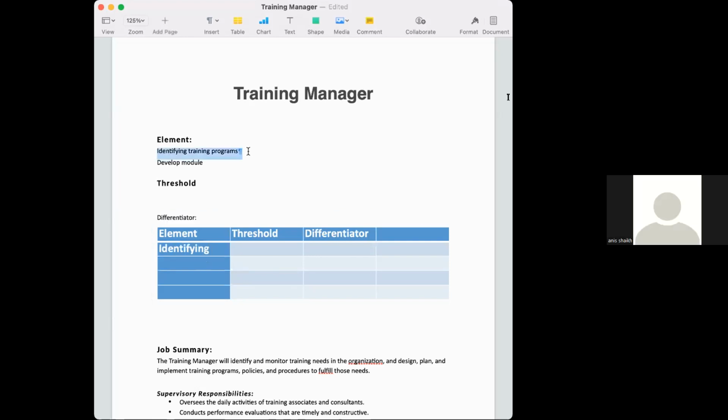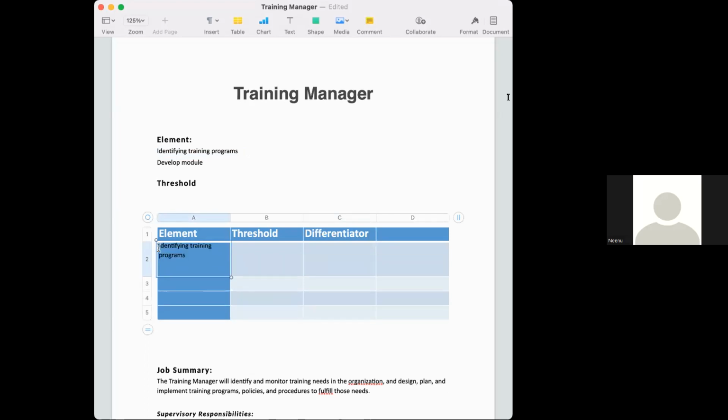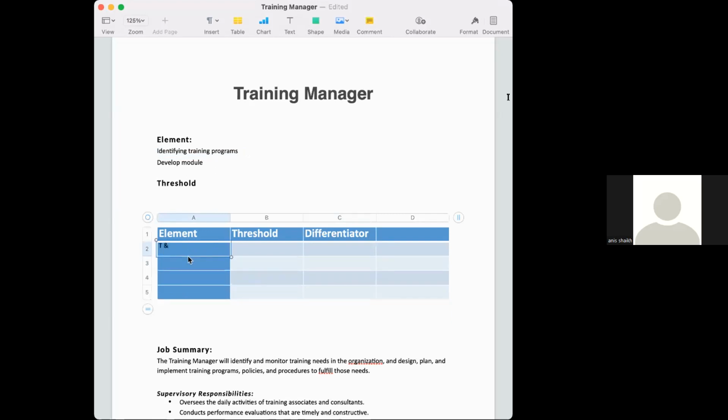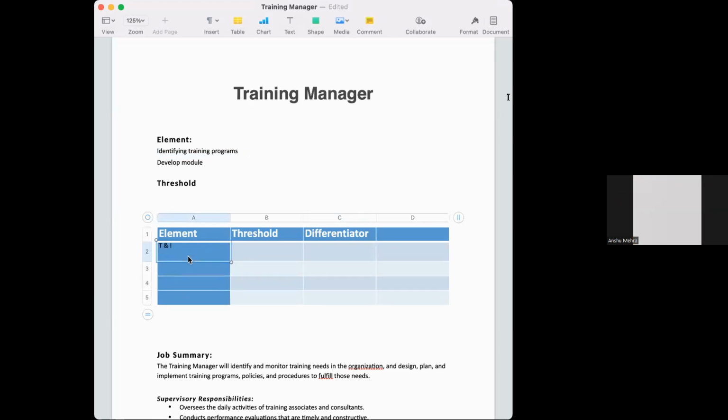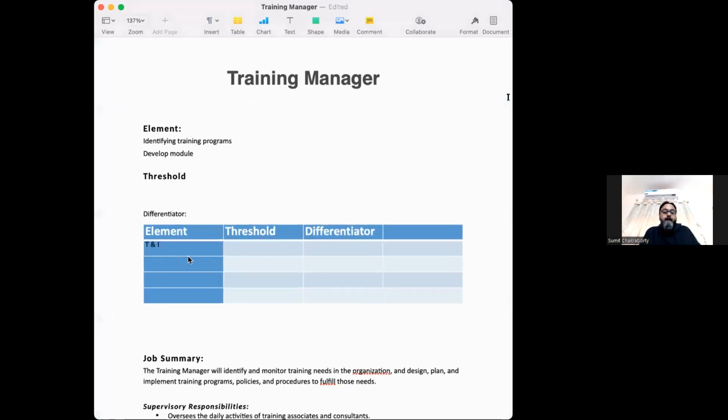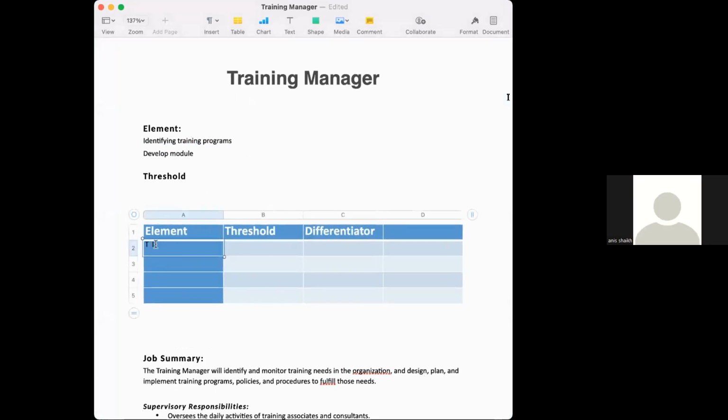Identifying. T and I you can write there. TNI. We all will know that. Training need identification. N stands for need. Okay, training need identification. Then module. Developing the modules.